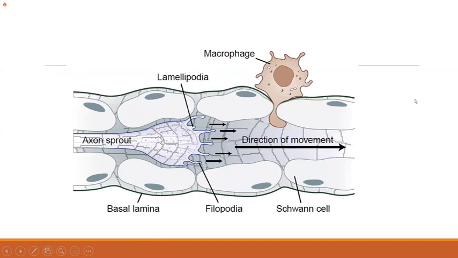So after the bands of Büngner are formed, the proximal axon sprouts, forms filopodia and lamellipodia, and moves towards the distal portion between these Schwann cell tubes called bands of Büngner. They move at a speed of 1 to 1.5 mm per day, and the regeneration is completed when it connects to the distal segment and there is re-innervation.